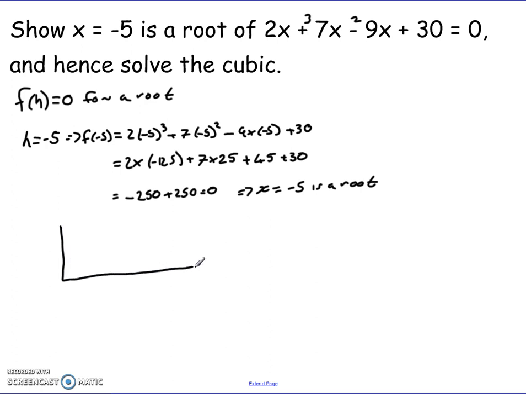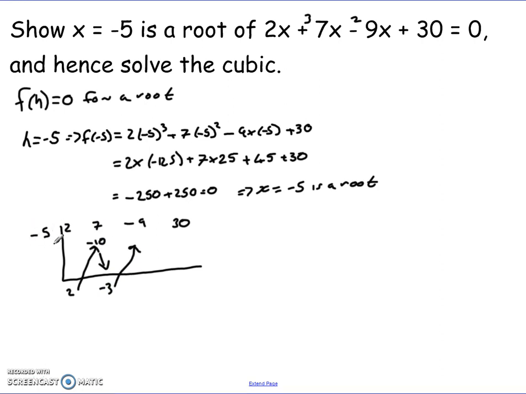So we set out our barricade with the value outside we're dividing by, and then we use the coefficients of our polynomial in here. So we have 2, 7, negative 9, and 30. Start by taking the 2 down. We then do 2 up and we multiply it by what's outside. We get negative 10. Go down the way, we do 7 plus negative 10, we get negative 3.